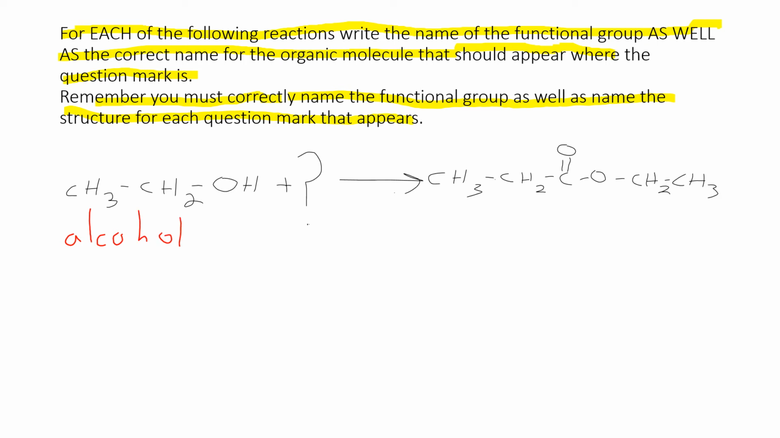And what do we produce? On the right-hand side, what sort of functional group do we have? Well, this functional group is an ester. So an alcohol plus what makes an ester? Well, that missing piece that we're trying to figure out, we recognize that in order to make an ester, we need an alcohol and a carboxylic acid. So we need a carboxylic acid here in order to correctly get the right structure. Our missing piece is a carboxylic acid.